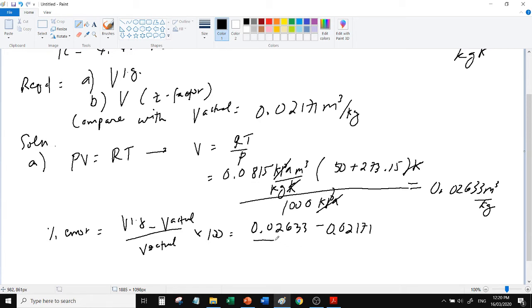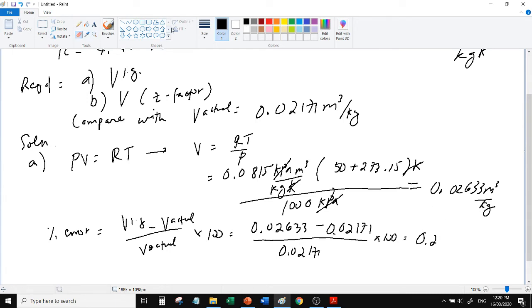0.02171 divided by the actual 0.02171, times 100, you get 0.2, ay, mali. Wait lang, mali.